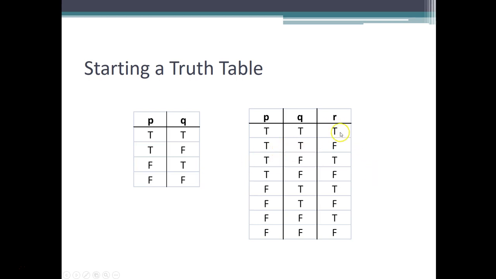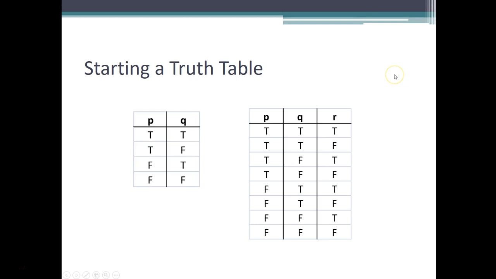2 to the 0 is 1. 1 true, 1 false, 1 true, 1 false. 2 to the first is 2. 2 true, 2 false, 2 true, 2 false. And 2 squared is 4. 4 true, 4 false. If you had a PQRS, then you would have to start with 8 true, 8 false, and so on. So that's a little nerd fact for you.